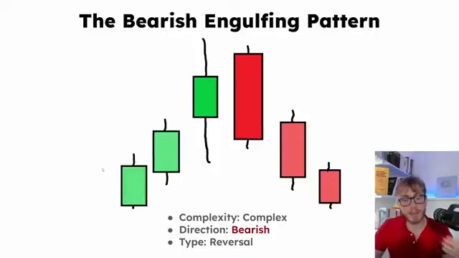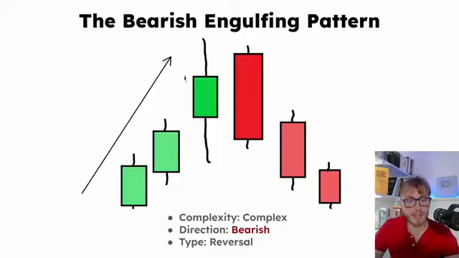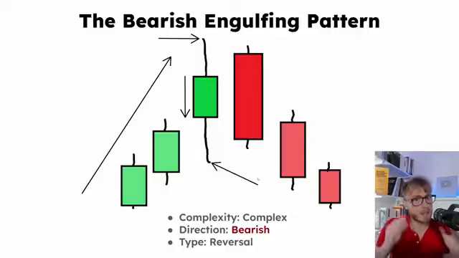So in this case, before the pattern appears, we need to see an uptrend. Then we see a green candle appearing here with a relatively small real body. But in this case, you can see that it also has wicks. You can see we have a wick all the way up here and a wick all the way down here. The important thing about the first candle is that the real body is small.